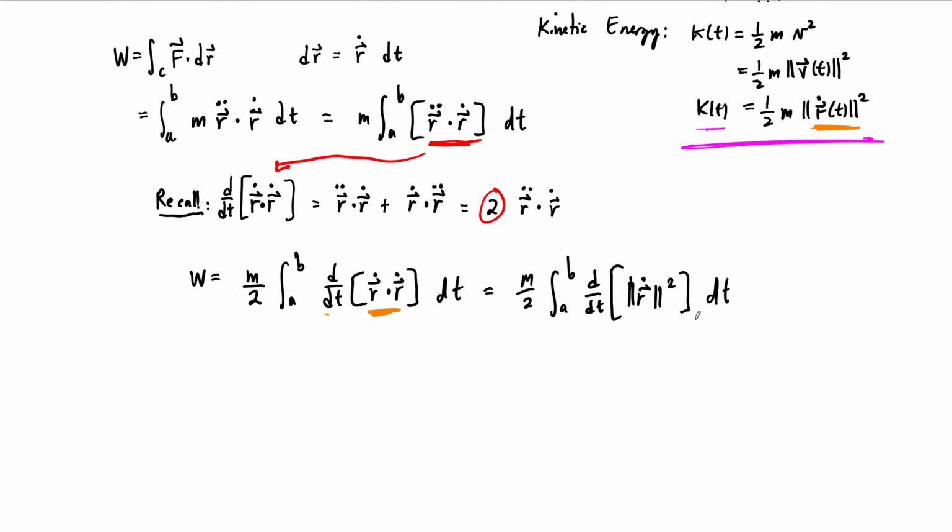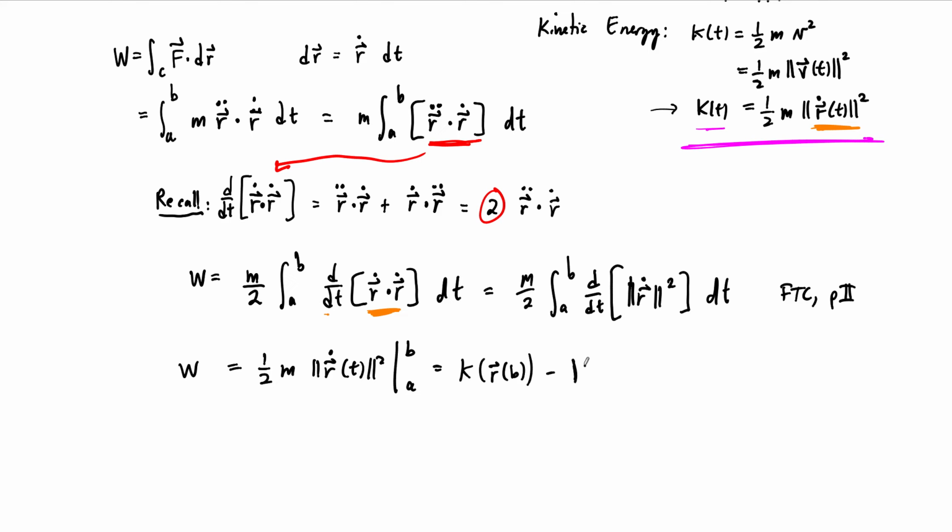And at this point, fundamental theorem of calculus part 2 applies, right? This is a Calc 1 or Calc 2 integral. The integral cancels the derivative. Now we just plug in the boundary points, and what we have is that our work is going to be equal to 1/2 m times the length of r dot of t squared evaluated at these two endpoints. Okay? Comparing with what we have here, that's just the kinetic energy at these endpoints, right? So this is k of r of b minus k, kinetic energy, at r of a, which is, of course, k of b minus k of a.